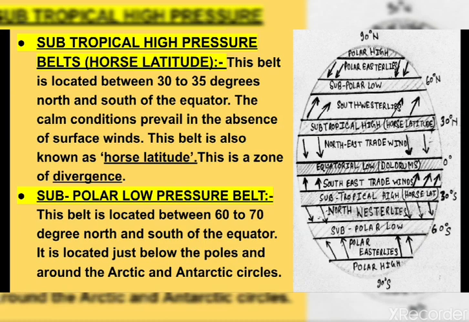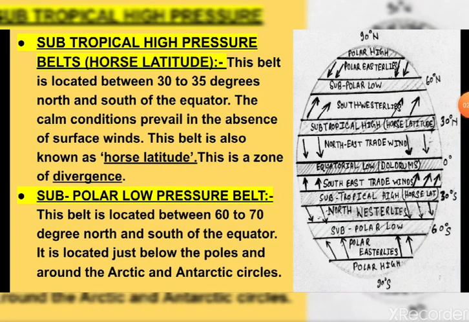Next is the subtropical high pressure belt, or horse latitude. The subtropical high pressure belt is located between 30° to 35° north and south of the equator. In this region, calm conditions prevail in the absence of surface winds. That is why this belt is also known as horse latitude, and this is a zone of divergence.